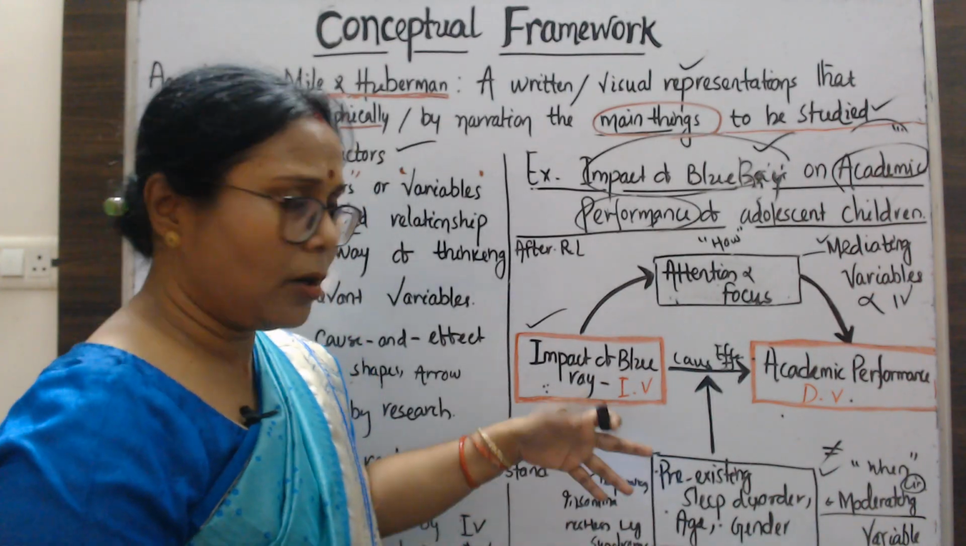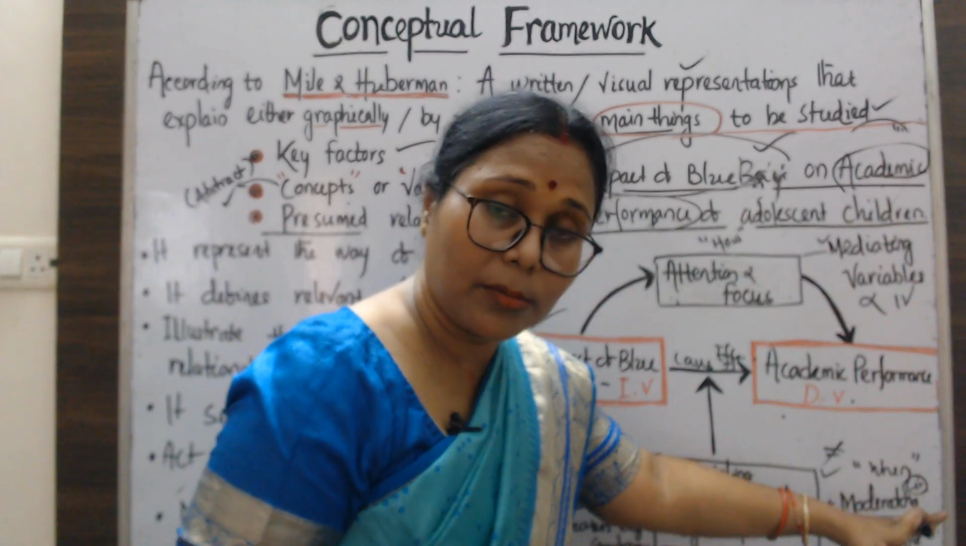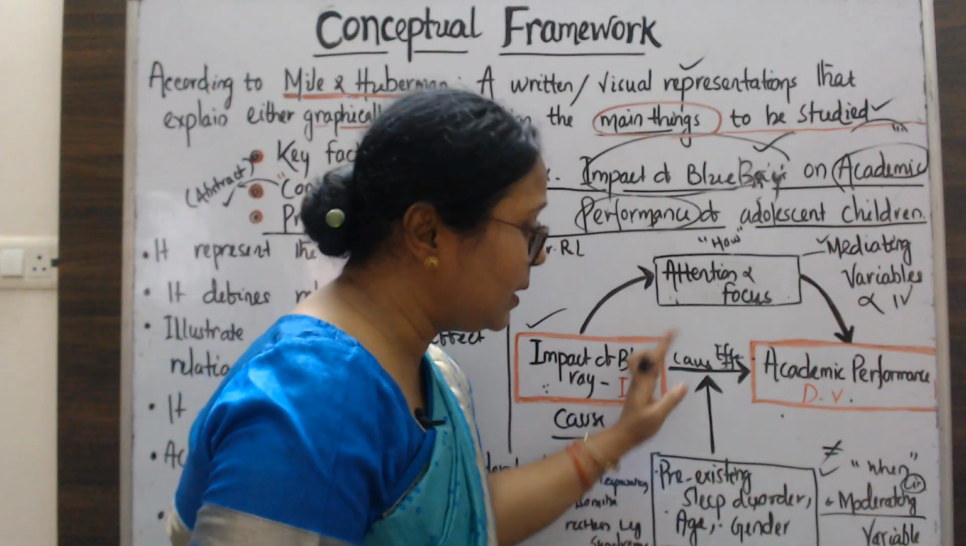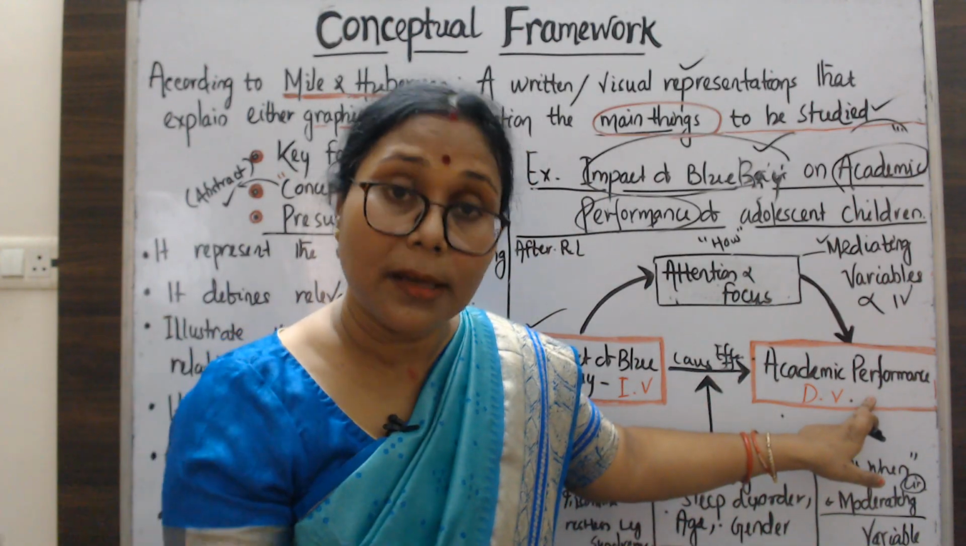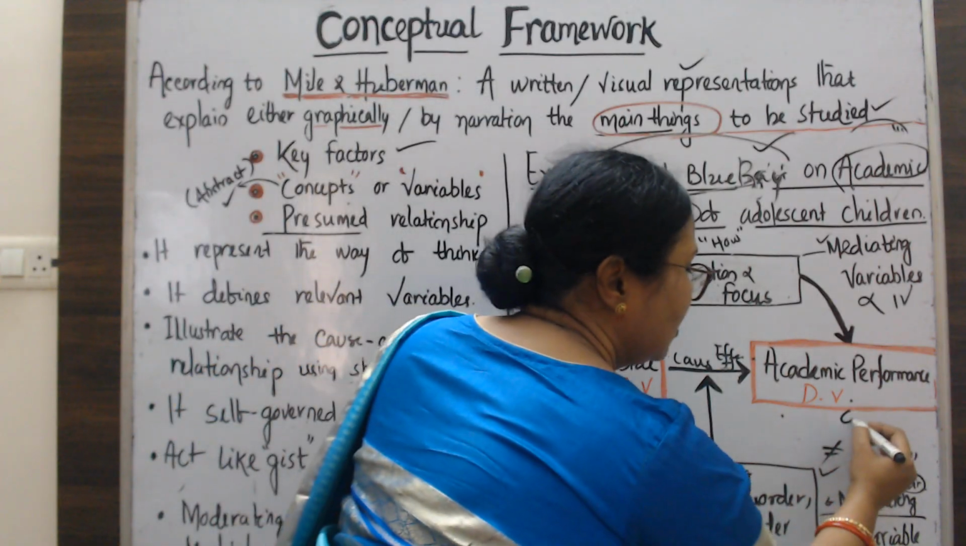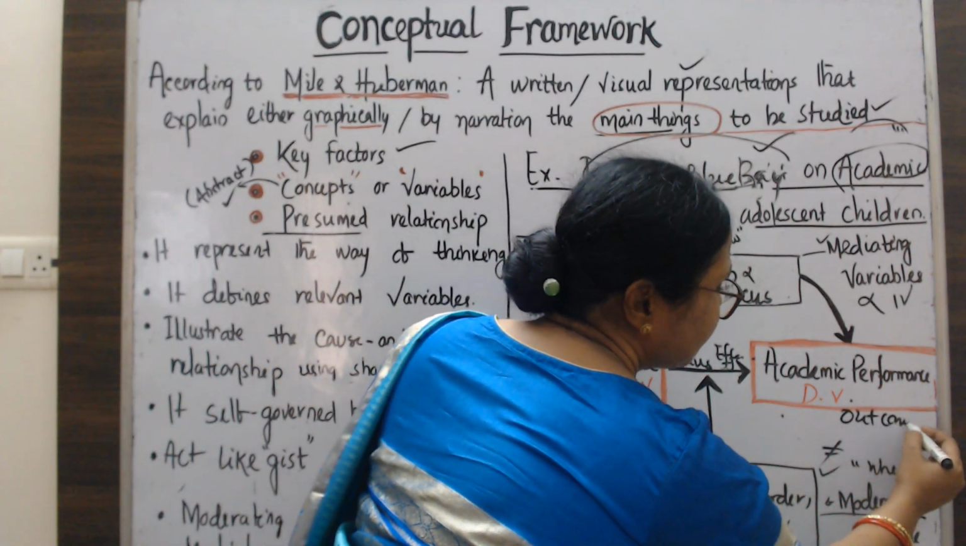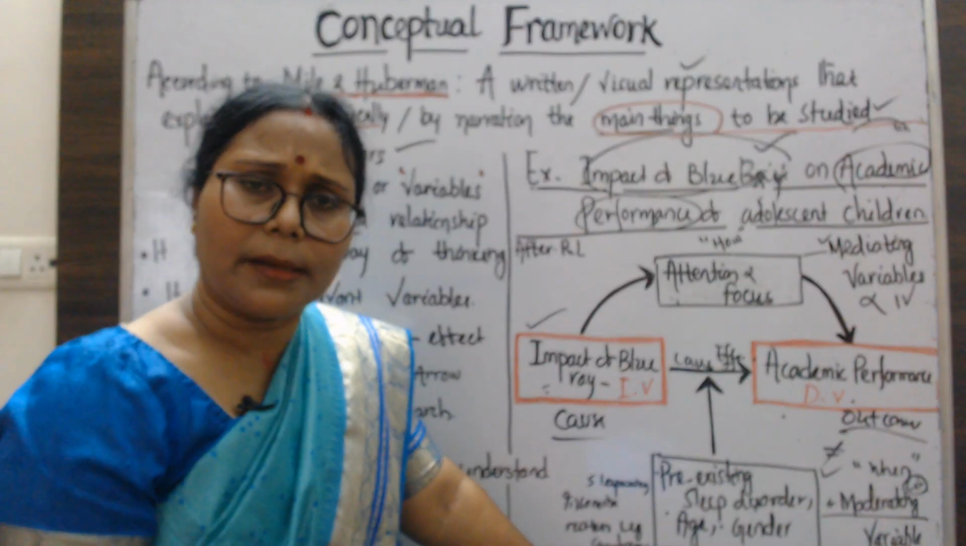When you manipulate, increase or decrease it, then changes will be found in the dependent variable, that is called the outcome. So the dependent variable is the outcome. So academic performance is the outcome.